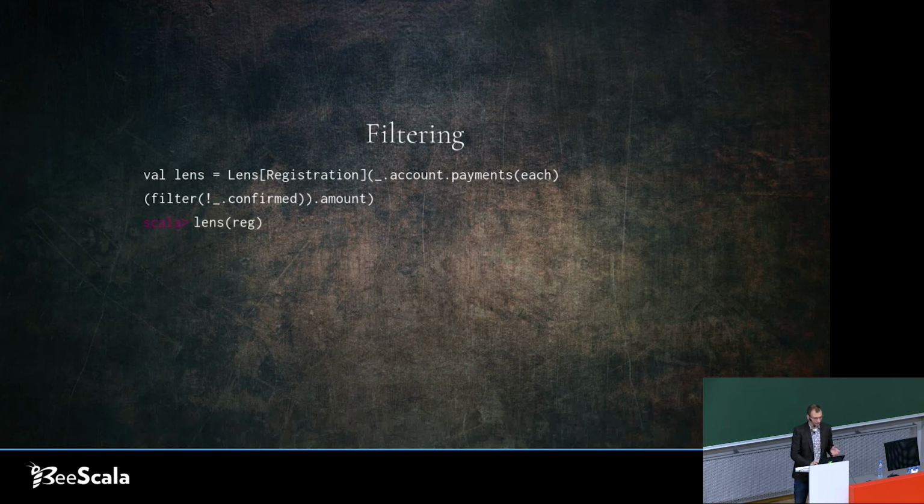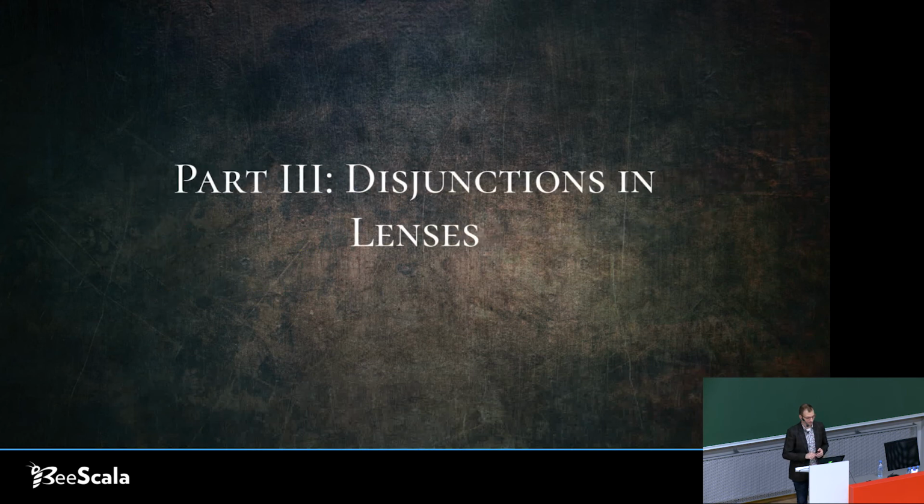We apply that to our registration object. So although we're filtering on a Boolean value, which comes from the payments in that list, the value we get back is an amount, which is of type money. So this is quite useful. And we could even modify it. We could modify the ones that are not confirmed, and we could set the amount to 0 if that's a useful thing to do. We get a registration back, as always.